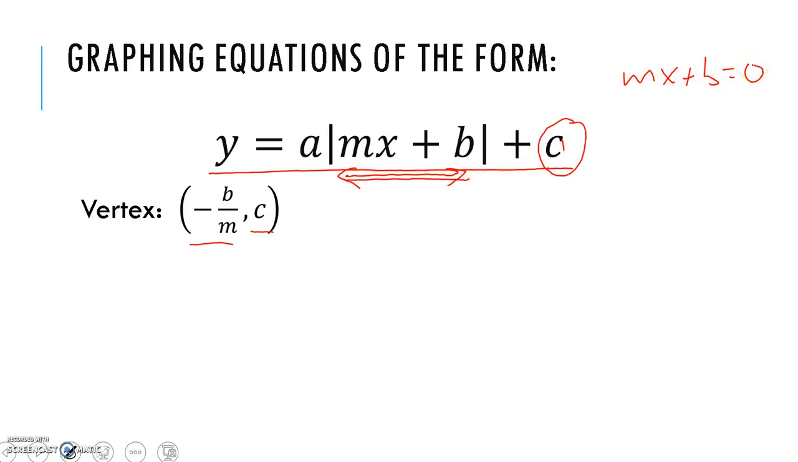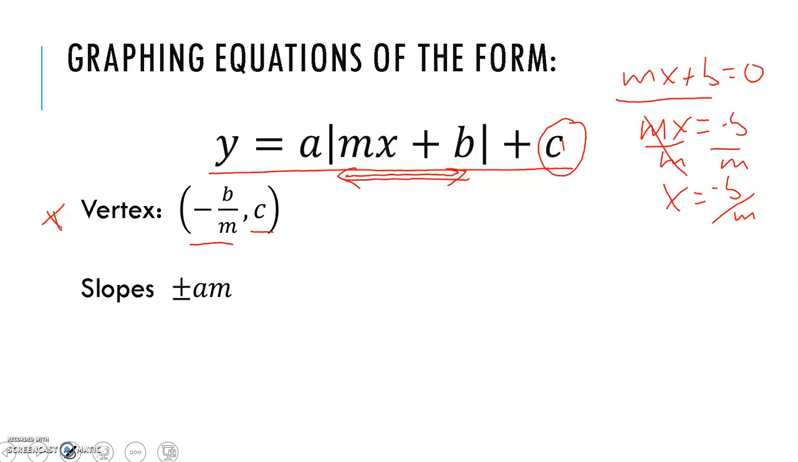If we were to solve this equation for x, we could subtract b from both sides and get mx equals -b. And if we divided both sides by m, then x would equal -b over m. That gives us the x coordinate for the vertex. So this is how we can always figure out where the vertex is in an absolute value equation.